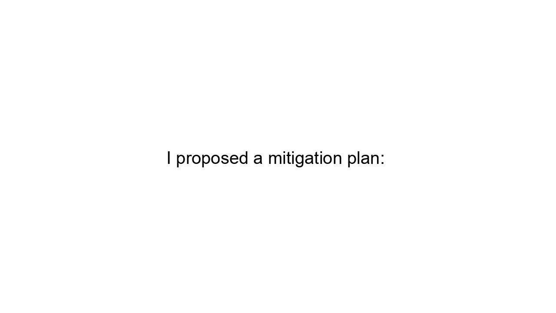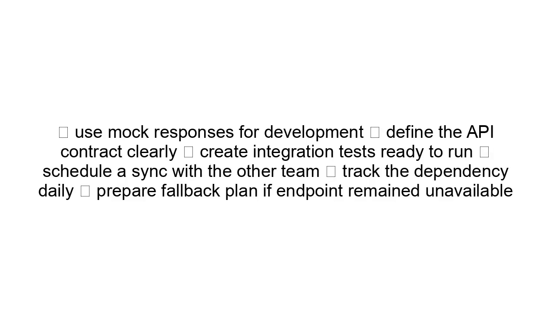I proposed a mitigation plan. Check: use mock responses for development. Define the API contract clearly. Create integration tests ready to run. Schedule a sync with the other team. Track the dependency daily. Prepare fallback plan if endpoint remained unavailable.